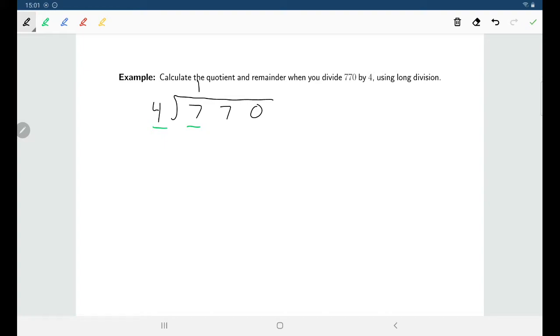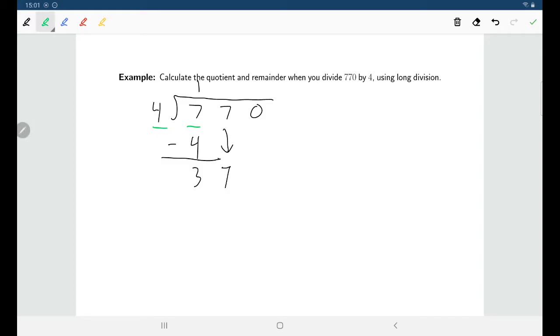The next thing that we do when we divide is we multiply. What is 1 times 4? The answer is 4. We subtract, and then we bring down the next digit. So that's our idea for long division. 4 went into 7 once. 1 times 4 was 4. 7 minus 4 gave us 3. We bring down the 7, and then we just repeat the process.